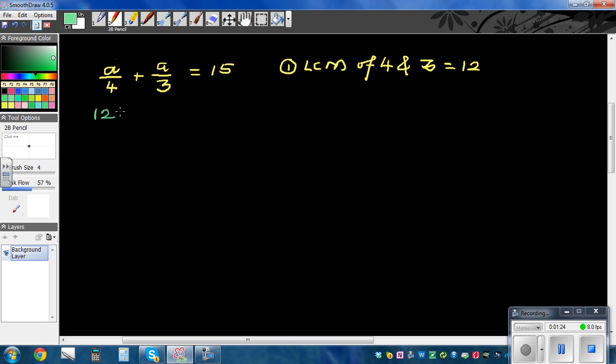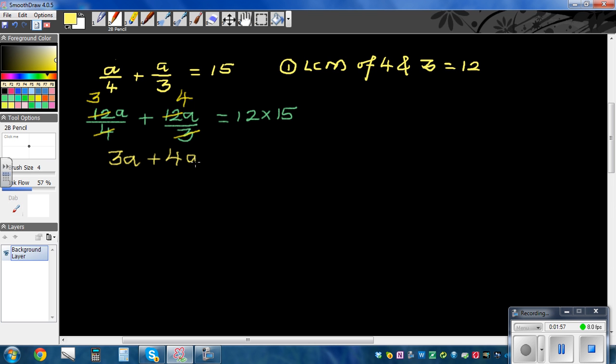So this is 12a divided by 4 plus 12a divided by 3, and this is 12 times 15. So I'm multiplying each of them by 12. So 4 goes in 12 3 times. 3 goes in 12 4 times. So now this has become a simple linear equation, which is 3a plus 4a is equal to 15 times 12. 15 times 10 is 150, 15 times 2 is 30. So this is 180.